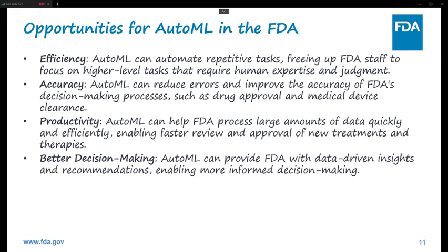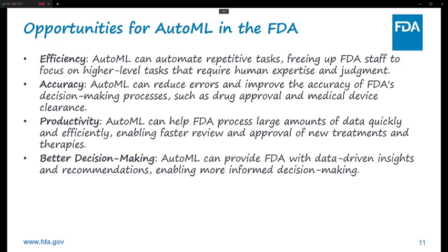And despite all that, we should still understand the vast amount of opportunities that AutoML is opening up in the FDA. Firstly, AutoML can greatly increase efficiency. It can automate repetitive tasks and free up FDA staff to focus on higher level tasks that require human expertise and judgment, instead of focusing on trivial tasks such as model optimization and model evaluation. And secondly, AutoML has a very high accuracy for its ultimate model. Therefore, it can reduce errors and improve accuracy of the FDA's decision-making processes, such as during drug approval and medical device clearance processes.